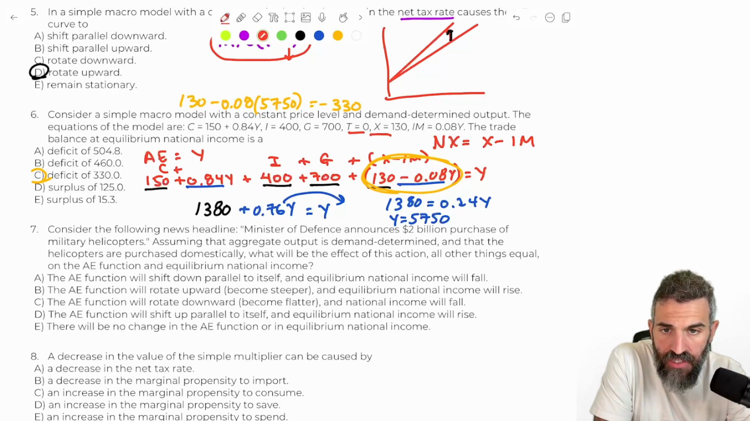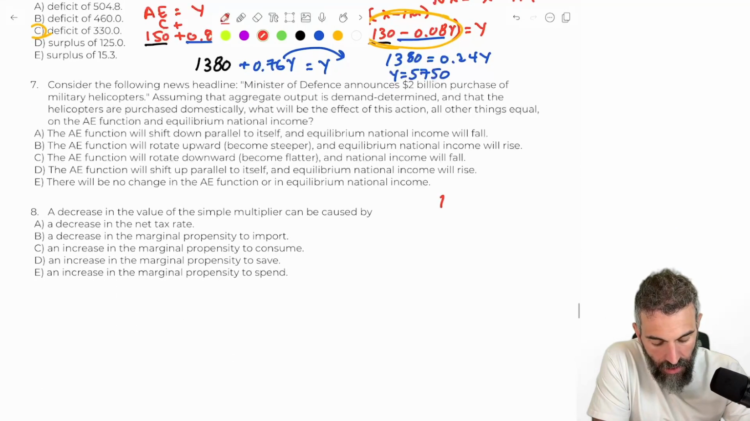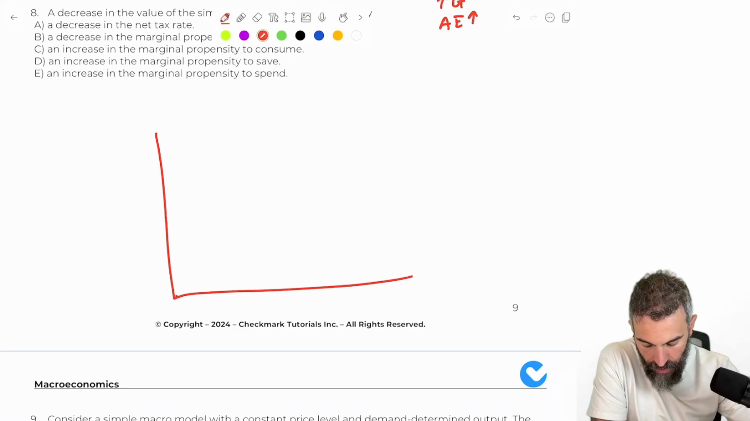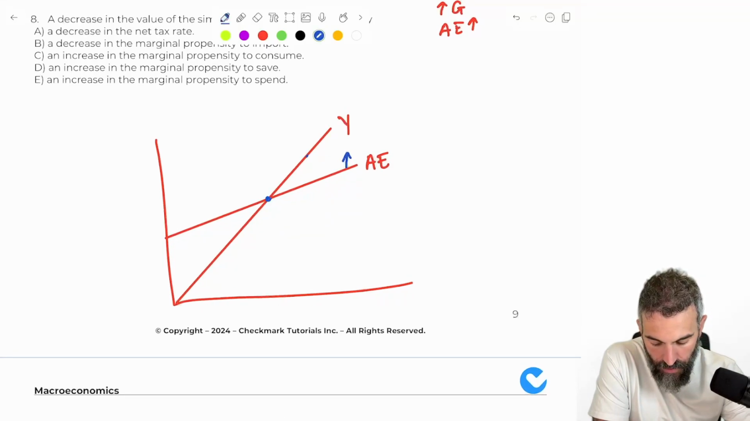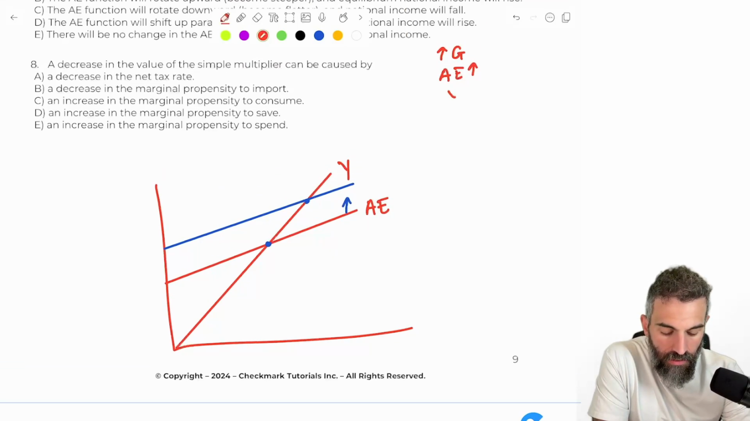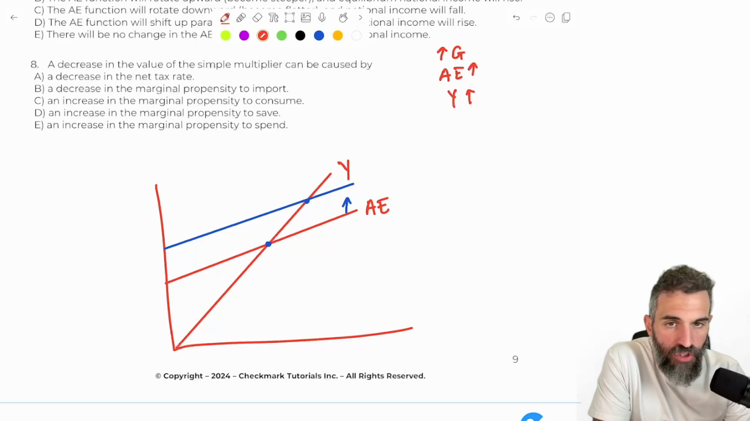Assuming that aggregate output is demand determined and that helicopters are purchased domestically, so we're not importing these, we're making that clear, what will be the effect of this on AE? Okay. So government expenditure goes up, the AE function goes up, and when AE goes up, if you look at your AE equilibrium, if this increases, look at your equilibrium GDP. It'll increase. So that's why we say whenever AE is increasing, national income, national output, GDP is all increasing as well.